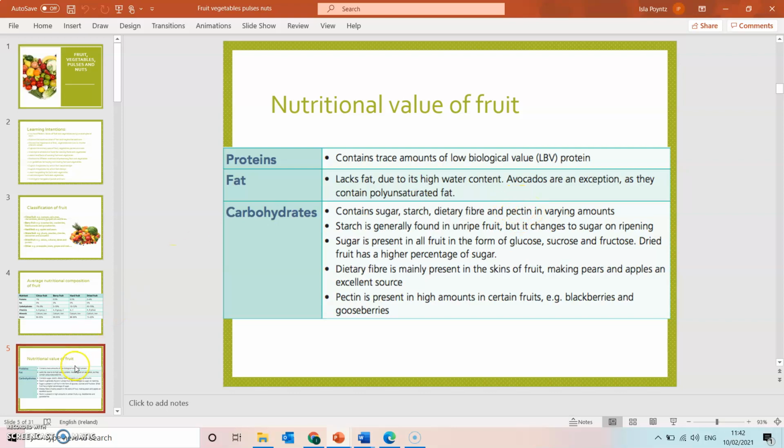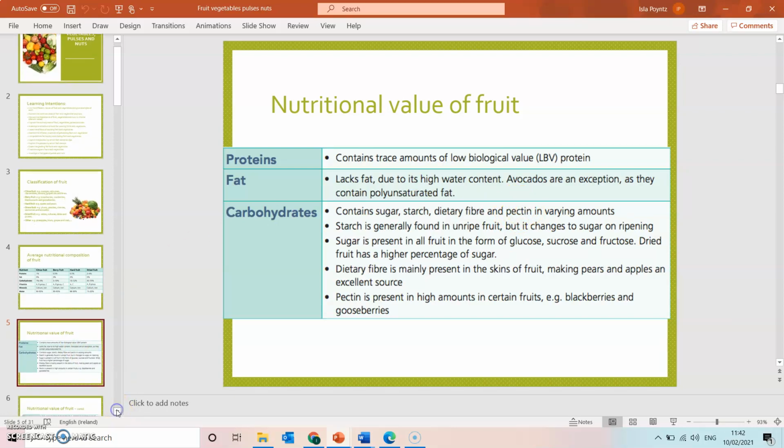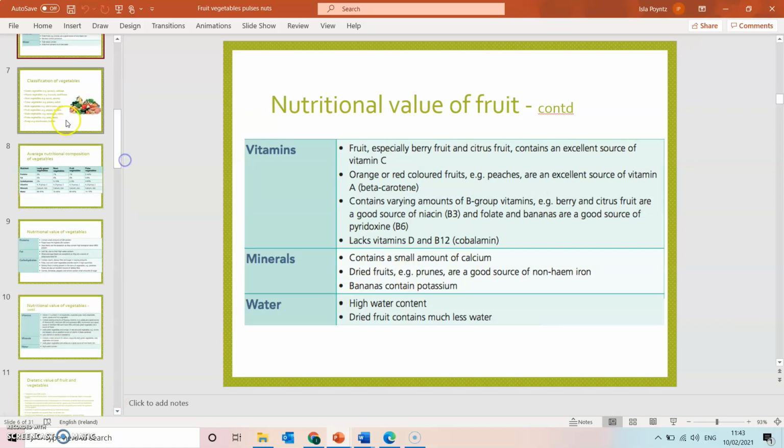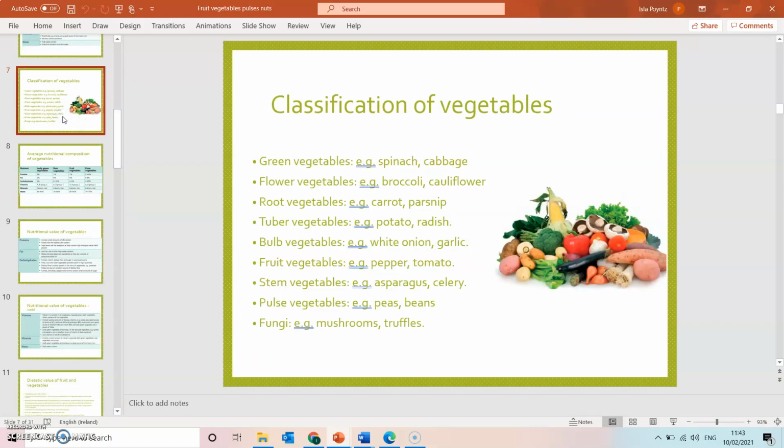Okay, and then moving on down here, then we'll go on to vitamins. Okay, so as we said, vitamin C and then vitamin A in our orange and red coloured fruits. Okay, and A is your growth vitamin. It's your eyes, skin, growth and membranes. Small amount of calcium and iron, and it's non-heme iron, and then a high proportion of water, and obviously less in dried fruit.